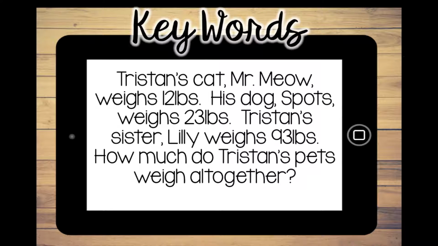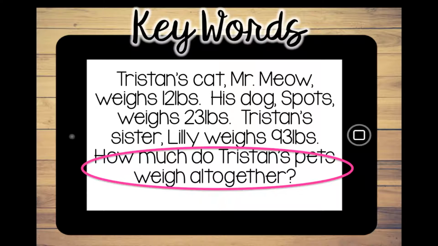Tristan's cat, Mr. Meow, weighs 12 pounds. His dog, Spots, weighs 23 pounds. Tristan's sister, Lily, weighs 93 pounds. How much do Tristan's pets weigh altogether? Now we need to ask ourselves, what are they trying to get us to find? How much do Tristan's pets weigh altogether is the question that they want us to answer.